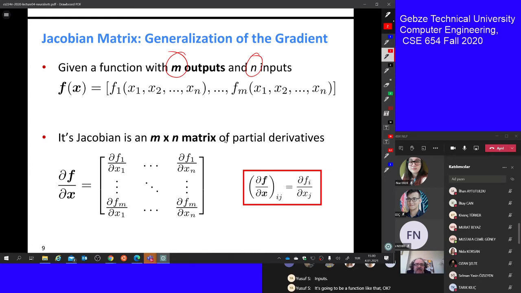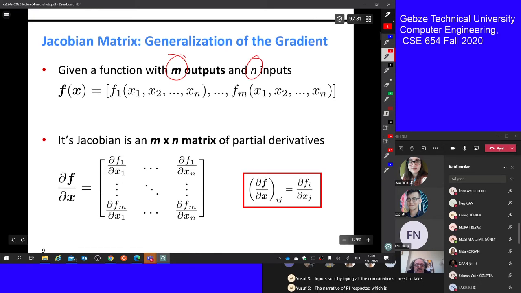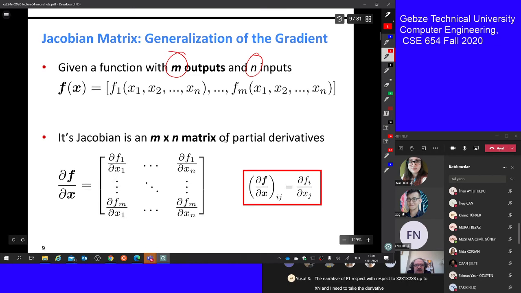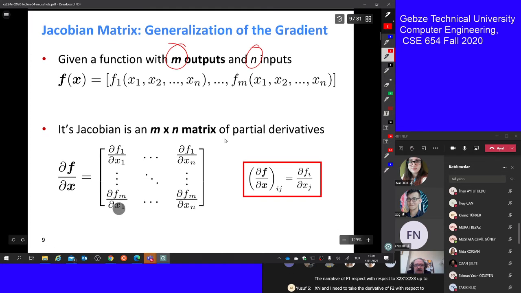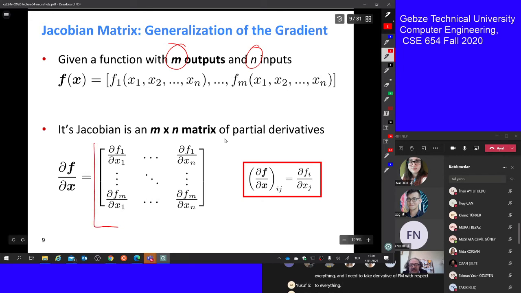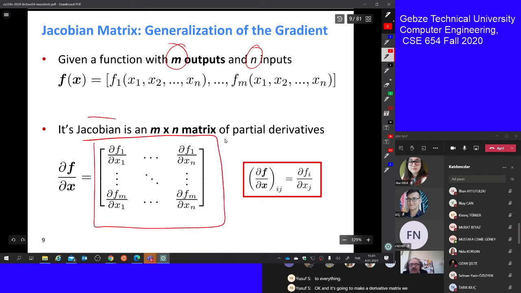There are m functions in it, and each function takes n inputs. So by trying all the combinations, I need to take the derivative of f1 with respect to x1, x2, x3 up to xn, and I need to take the derivative of f2 with respect to everything, and I need to take the derivative of fm with respect to everything, okay? And it's going to make a derivative matrix. We call this a Jacobian. It's the standard name for such matrices.